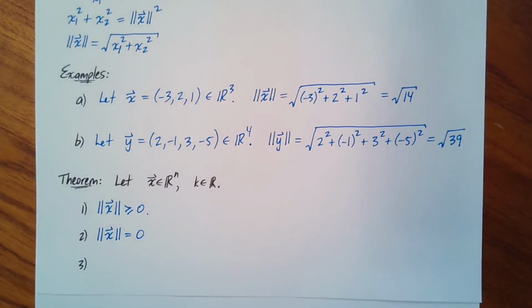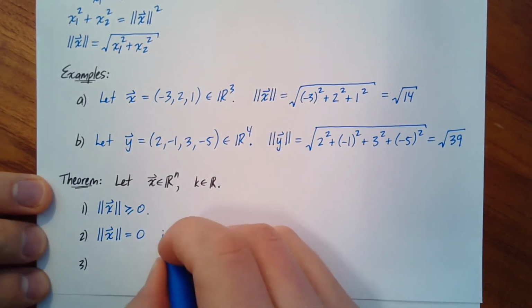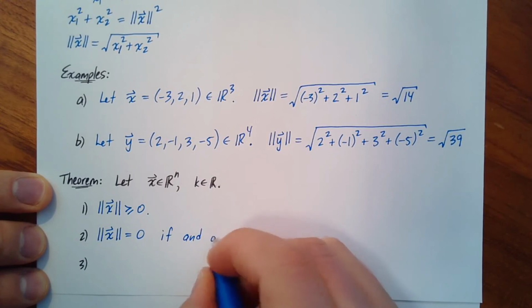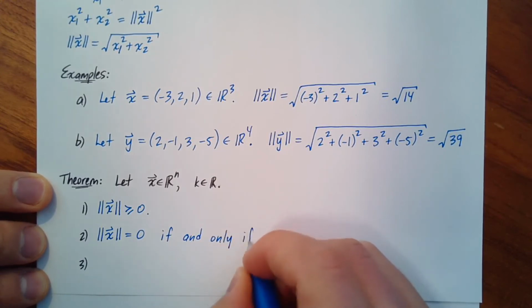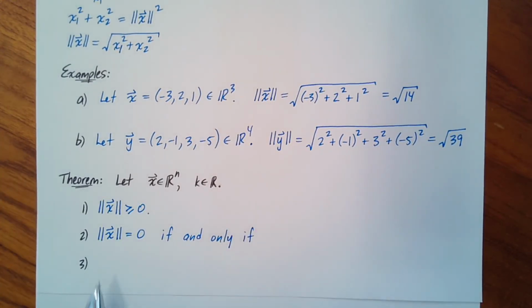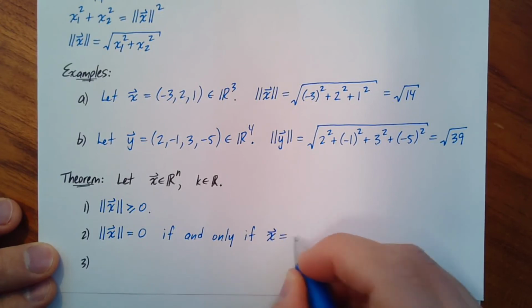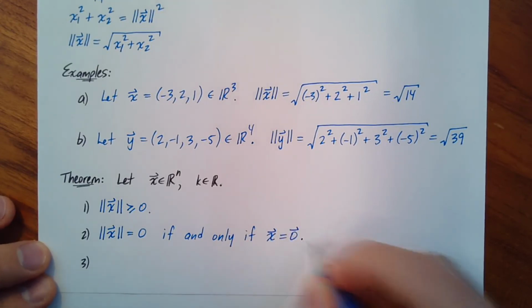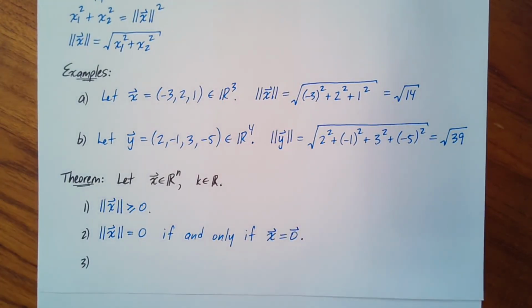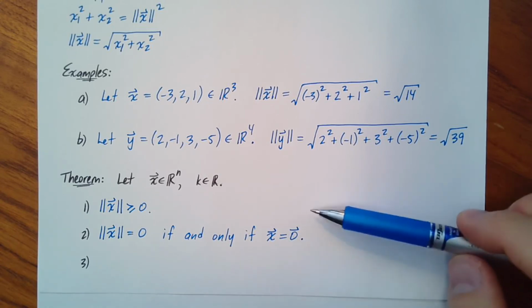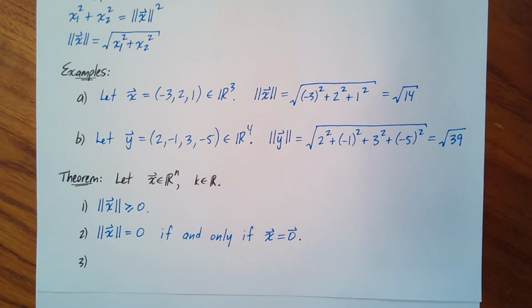The only way that this could actually happen, in other words, if and only if x itself is the 0 vector. So that's how we'll write that. Okay, so that's the second statement. So for any other vector, if your vector is non-zero and you calculate its norm, you're going to get a positive number. But if you calculate the norm of the 0 vector, you're going to get 0 exactly. That's really what the first two statements combined tell you.